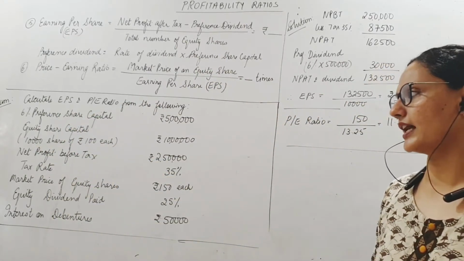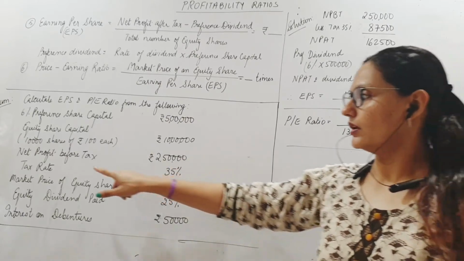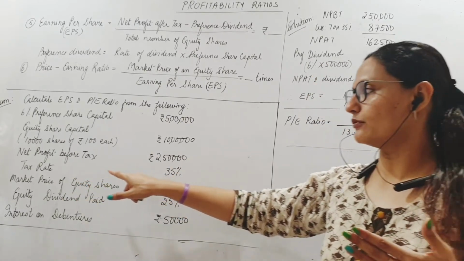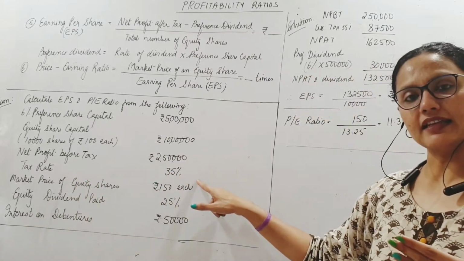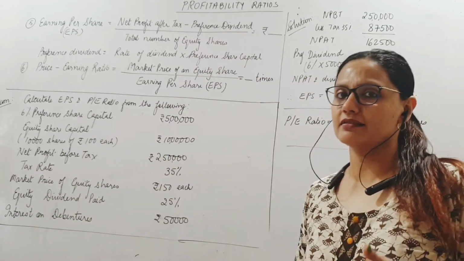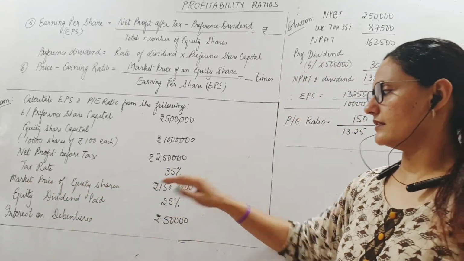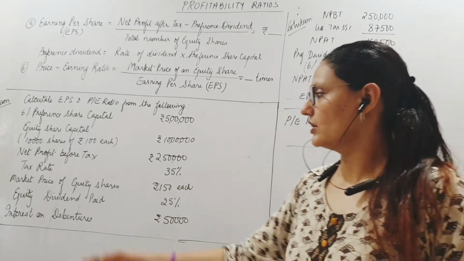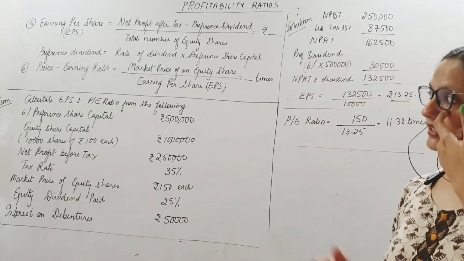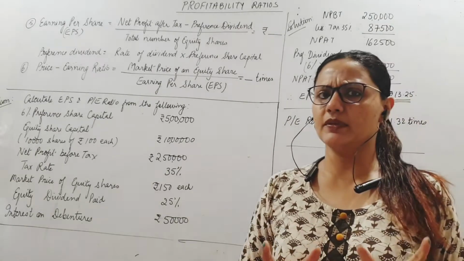Net profit before tax. Before tax is 2,50,000. Therefore, after tax, if we have to calculate net profit, I will have to subtract tax. 35% of the profit is to be subtracted, right? Market price of equity shares is 150 each. That will be required for calculating price earning ratio. But for now, can we just find out EPS till here?